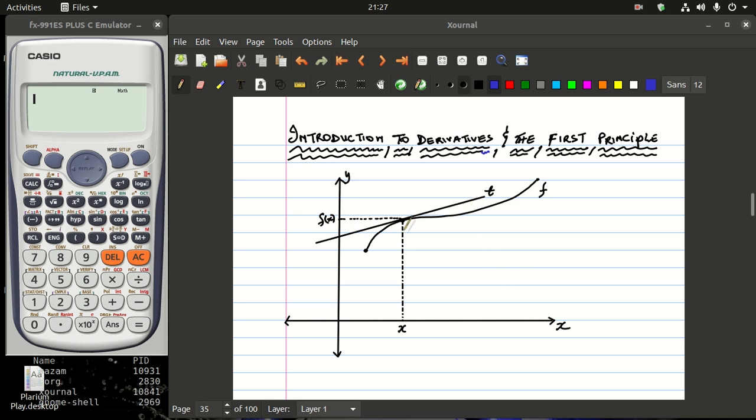Suppose now we are given a function, right? This is our function f of x, and we want to find the slope of the tangent line that is touching at that particular point only. So we have a line. If this line is tangent, it is touching at that point only. So we want to find the slope of this line that is only touching this curve at this point.